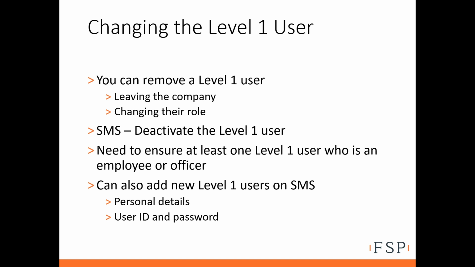It is important to ensure that, at all times, there is at least one Level 1 user on the license who is either an employee or an officer. New Level 1 users are also added on the SMS by providing their personal details. The new Level 1 user will receive their password in an email, while the old Level 1 user who added them will need to tell them their user ID. Both pieces of information together allow the new Level 1 user to log into their Level 1 user account and access the SMS.